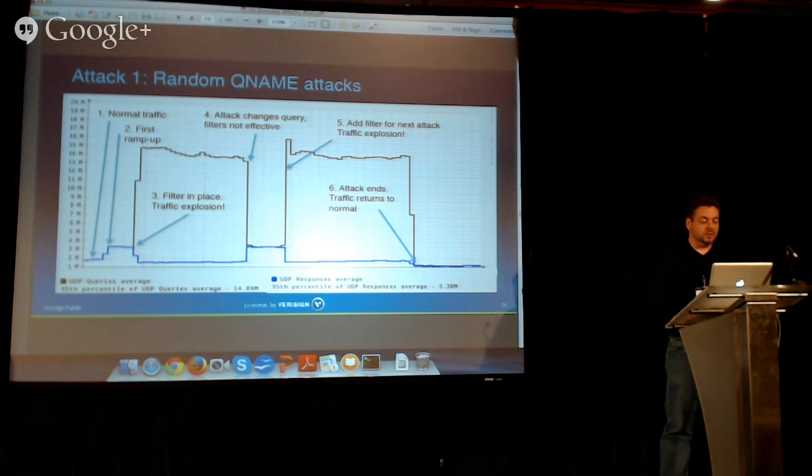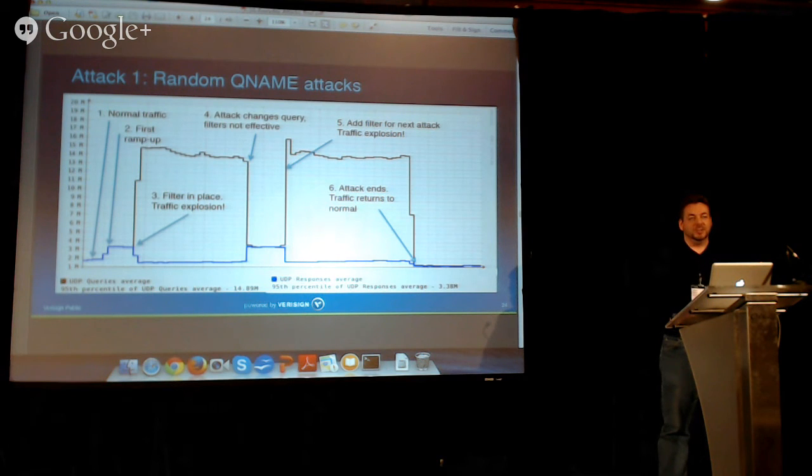Then the random qname event started, shown by the arrow pointing to number 2. That was the first ramp up. We put the filter in place, and then the queries went from 3 million queries a second to about 15 million queries a second. At number 4, the attackers decided to change their query from the jd777.com to the lt8002.com query. The caching name servers out there didn't have to retry anymore, so they went back to 3 million queries per second.